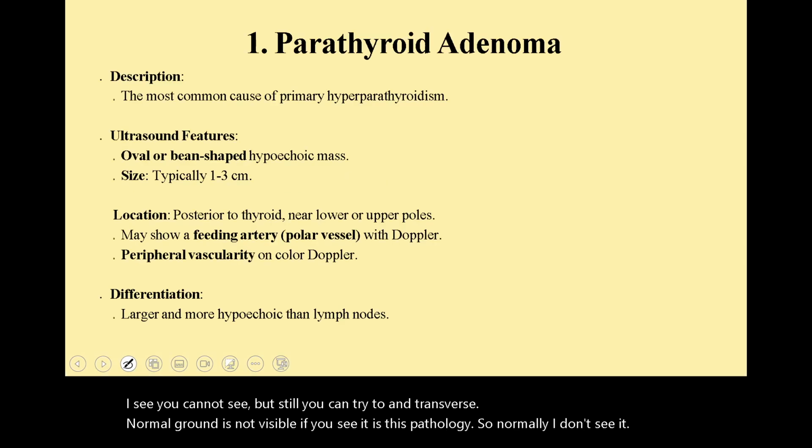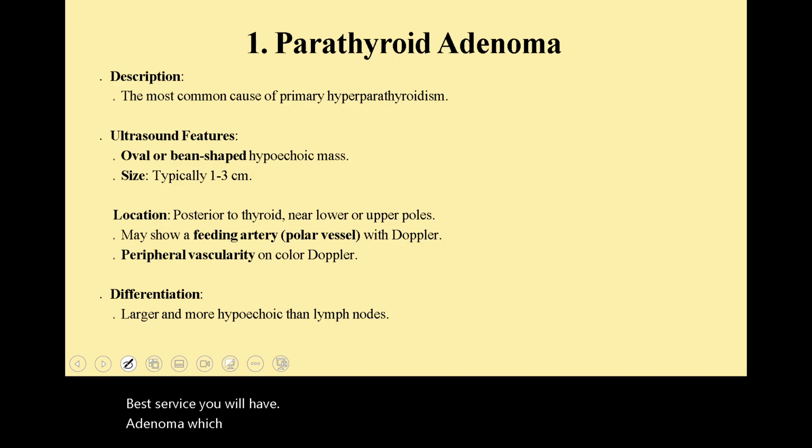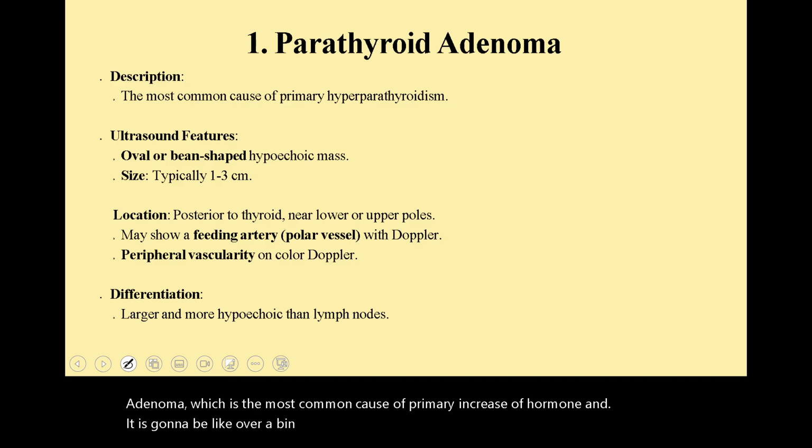Pathology, we have adenoma, which is the most common cause of primary increase of parathyroid hormone, and it is gonna be like oval or bean shape, size 1 to 3 centimeter, a little gonna be longer. You can see it, and it's gonna have its own feeding artery.